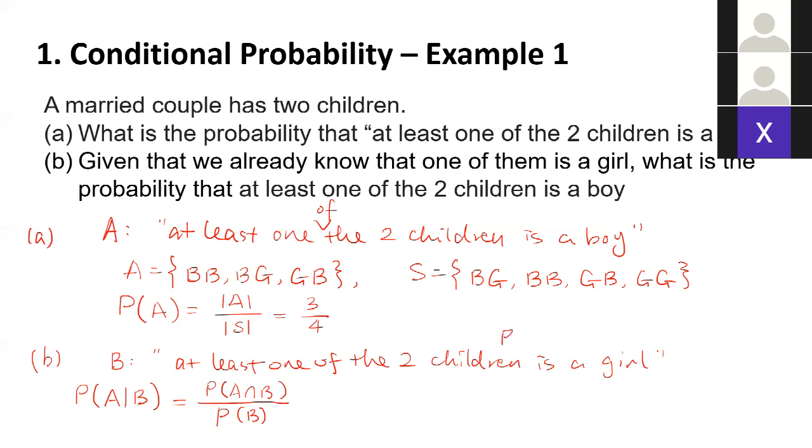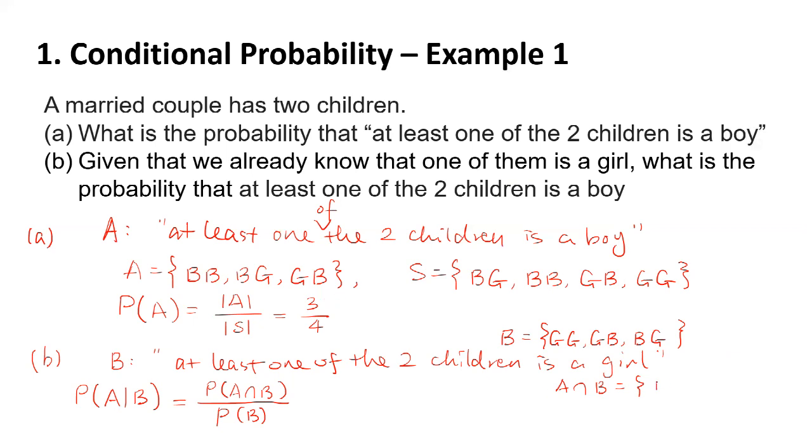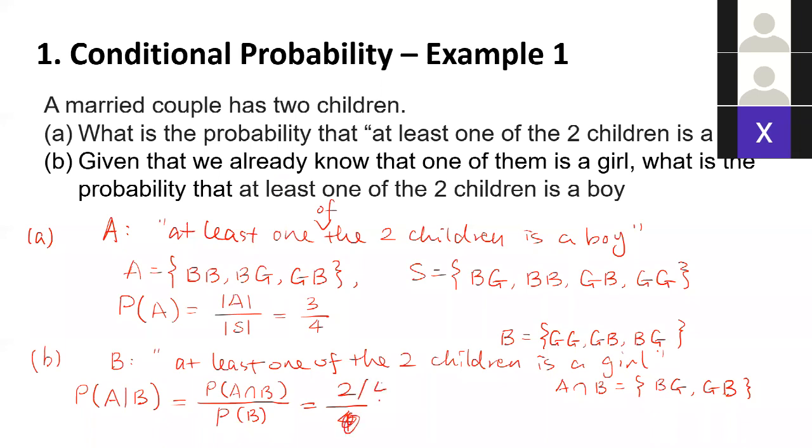Okay, so first of all, let's see what is B. B is at least one of them is a girl. So that means there are three sample points: girl, girl, girl, boy, and boy, girl, right? Okay, so A intersection with B is a common part of events A and B, right? The common part is boy, girl, and girl, boy, right? So there are two elements in the intersection, and there are 4 elements in the sample space. Sorry, 2 over 4. And the probability of B has 3 sample points, right? Over sample space has 4 sample points. So this probability is 2 over 3.